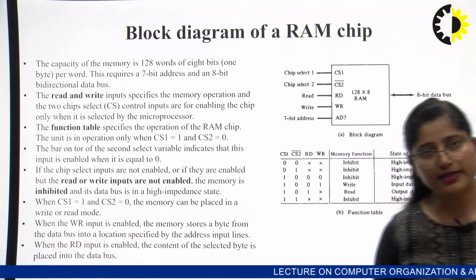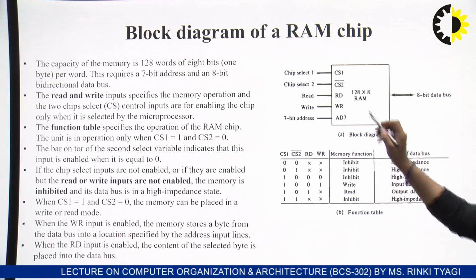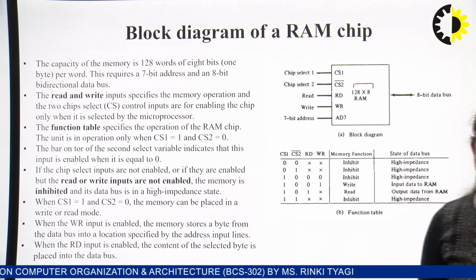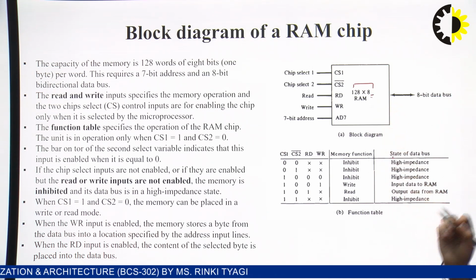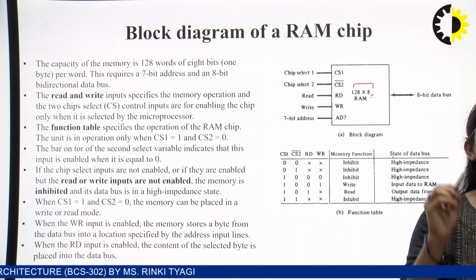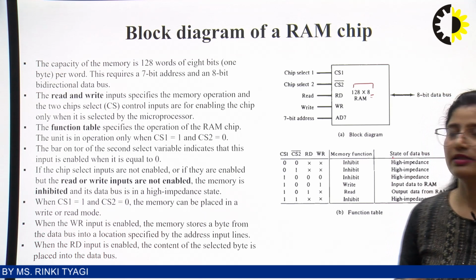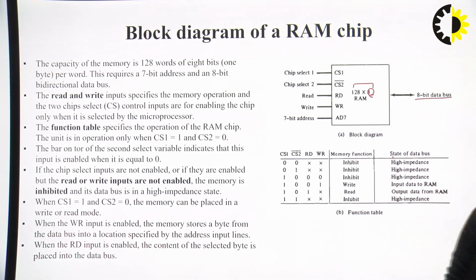So this is the basic diagram of a RAM chip. Let's understand this diagram first. The size of the RAM here is 128 x 8. So what does it mean? The 8 means we have 8 bits of data on the data bus. So we need 8 bits for data, and because of this, an 8-bit data bus is used.